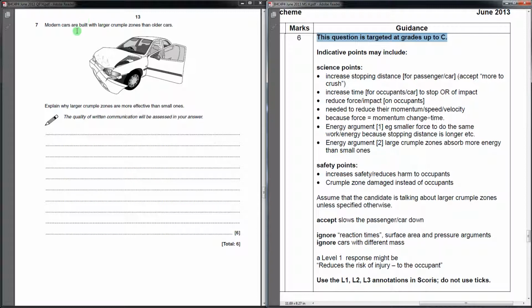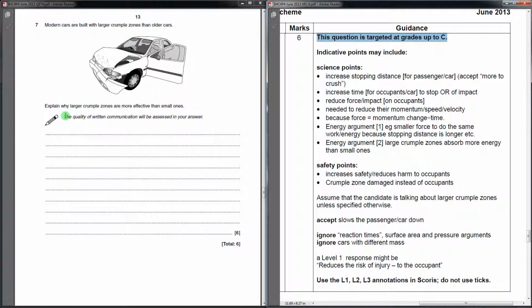So the question is, modern cars are built with larger crumple zones than older cars. Explain why large crumple zones are more effective than small ones. The quality of written communication will be assessed in your answer. So in other words, even though your science points might be really good, if you don't present them in a sensible way, then you won't get all the points.